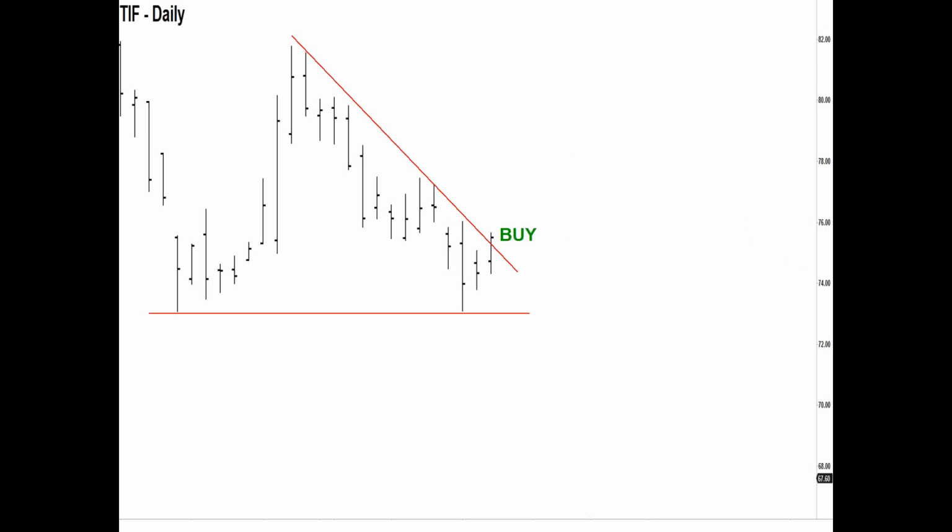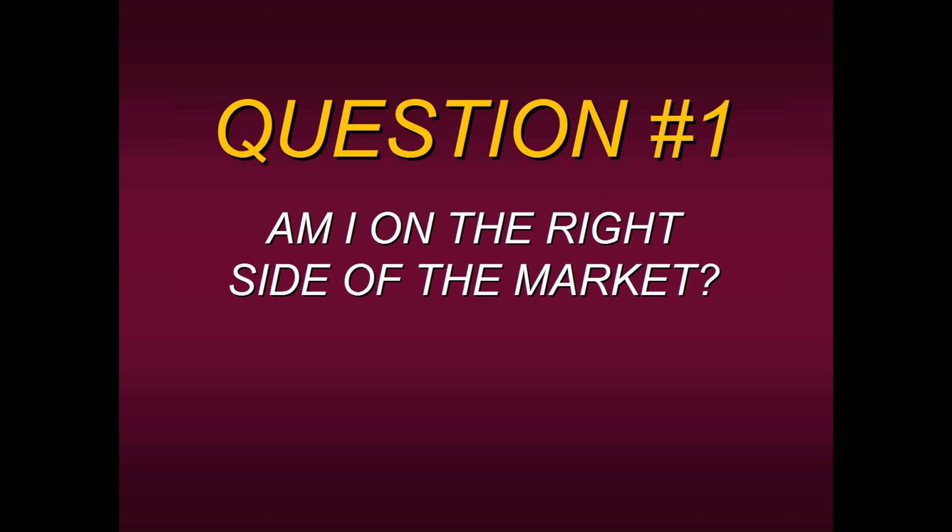But remember, we have to ask ourselves the first question before we buy. This may all seem well and good, and trust me, I know this from personal experience because this is the way I used to trade on the floor when I couldn't make a dime my first 2 years. Okay, I would think everything's perfect, everything came into play, but I didn't ask myself that first question, which is, am I on the right side of the market?